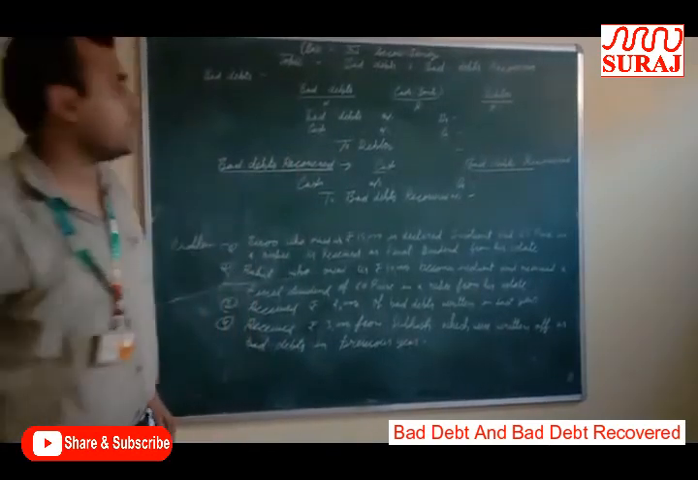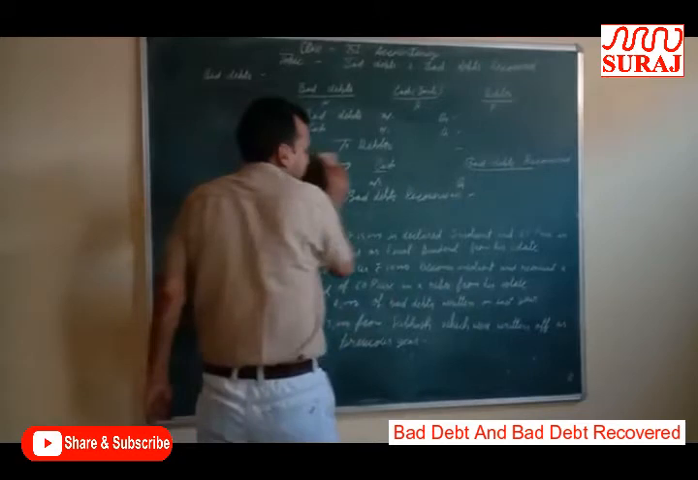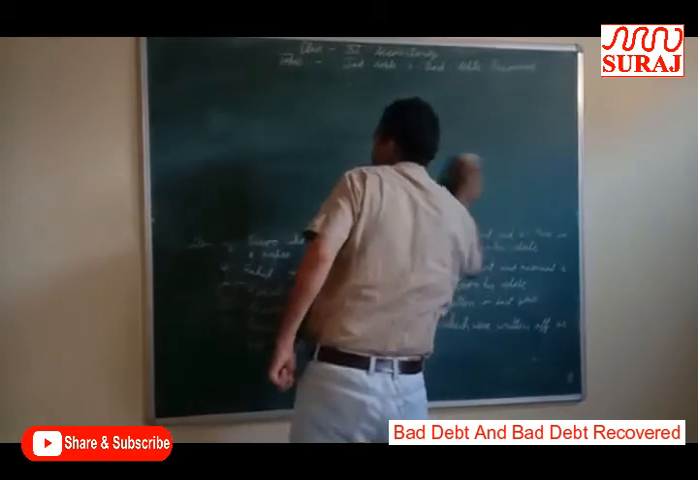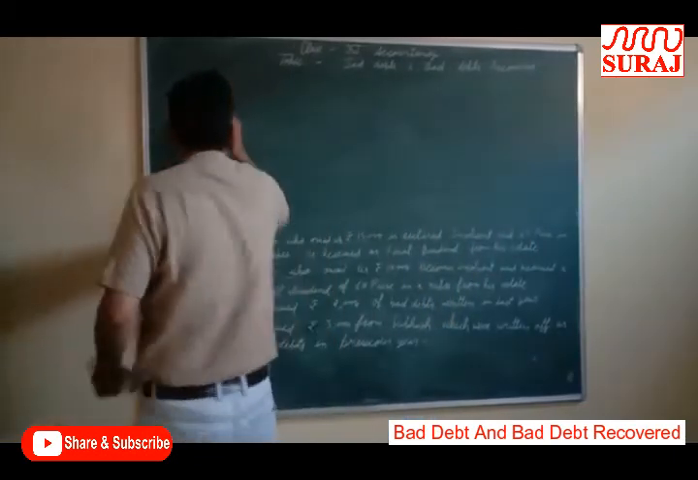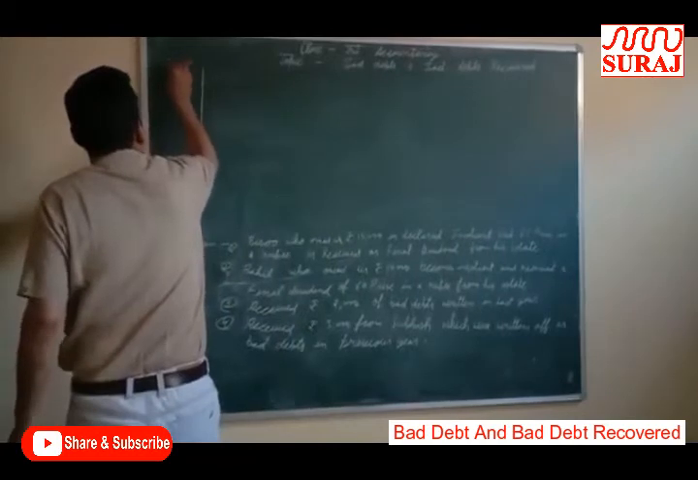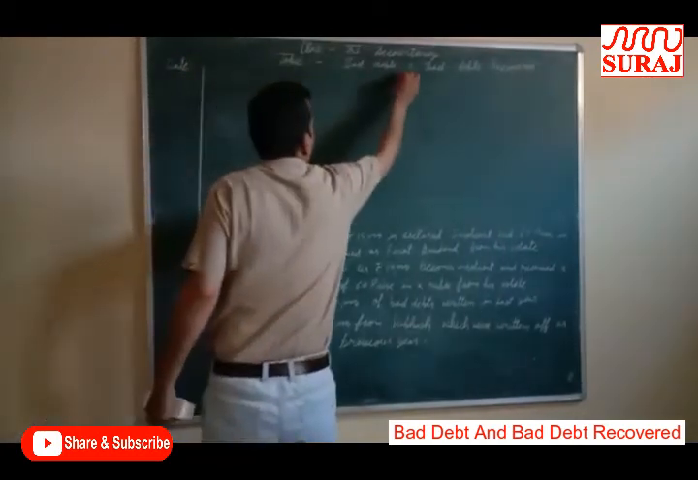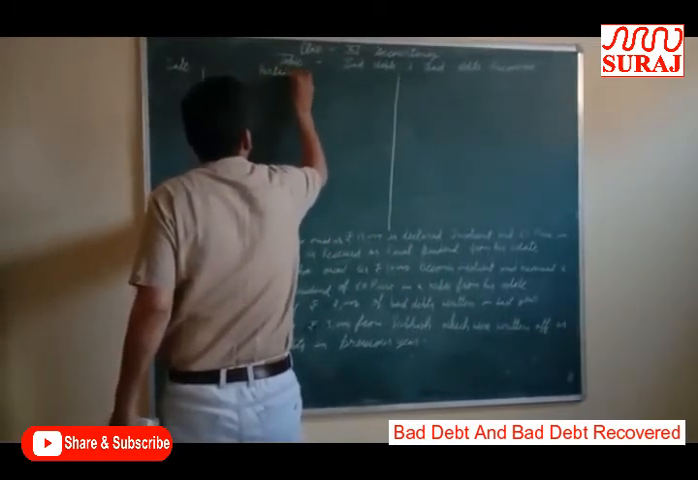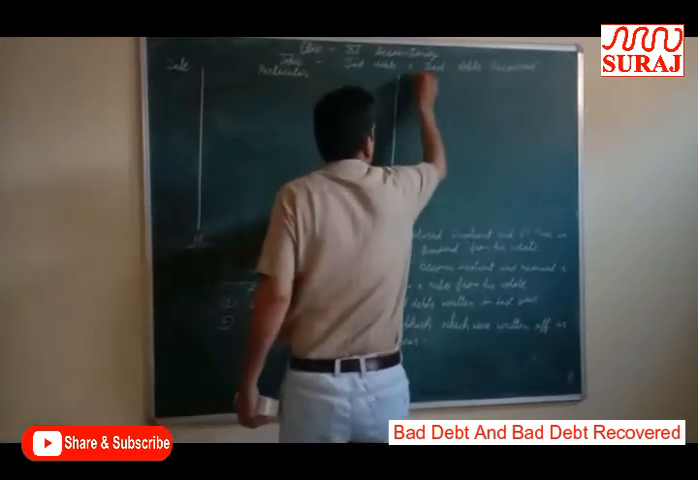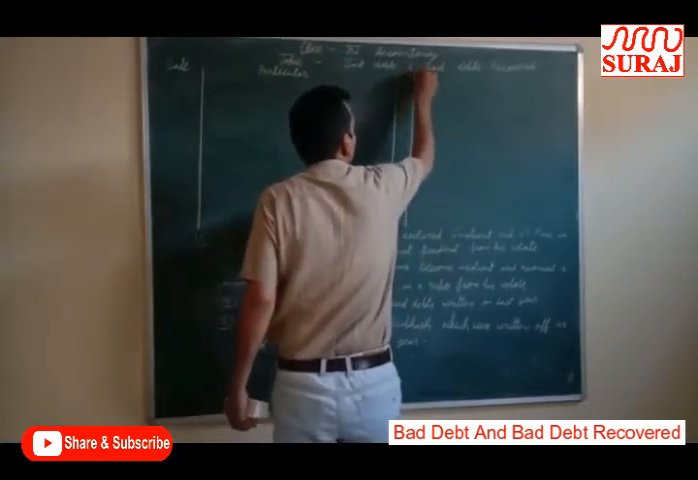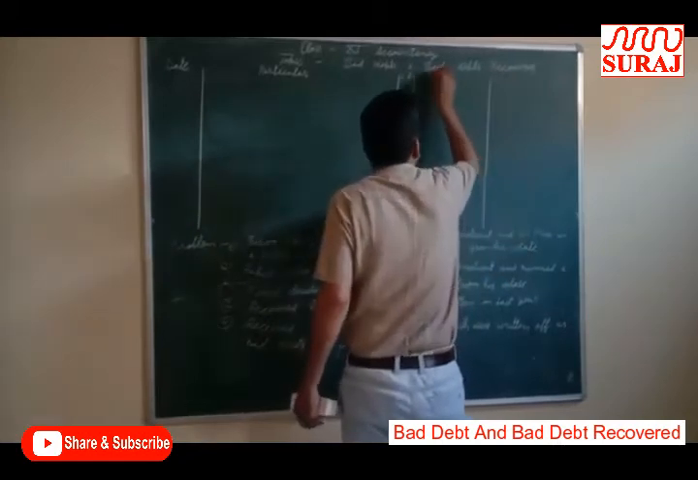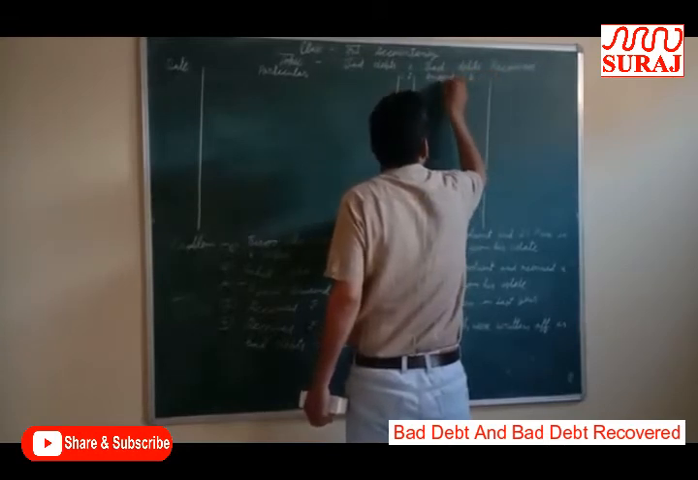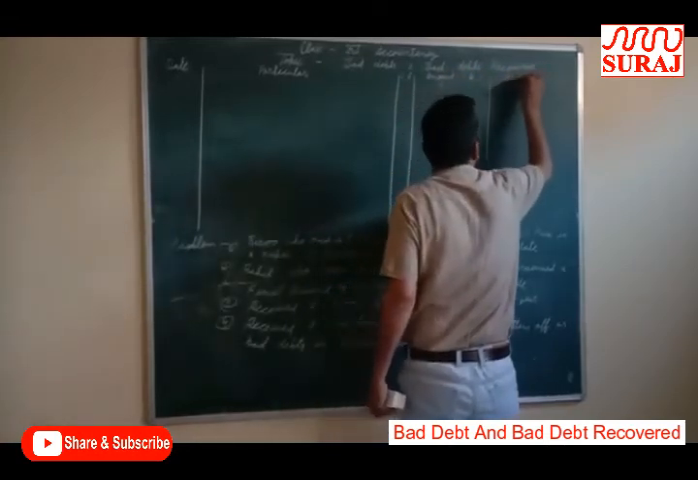Now I will discuss this topic with some practical problems with journal entries. First of all, I make the format for the journal entry: date, particulars, ledger folio, amount in rupees debit, amount in rupees credit.